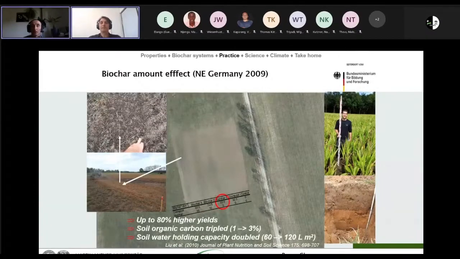Okay. So, I have two more field experiments done in Germany. These are the next two slides, corroborating what has been shown, that biochar can increase the yields, the soil organic matter contents, and the water storage. Next slide, please. I won't go into detail.